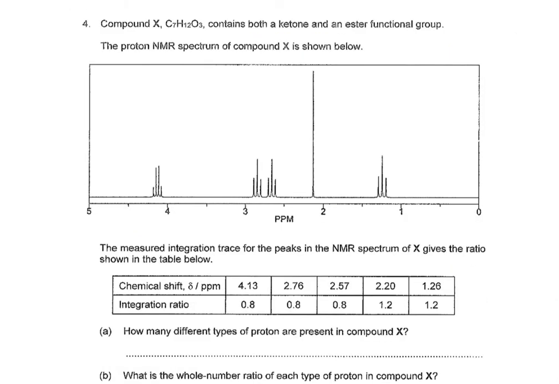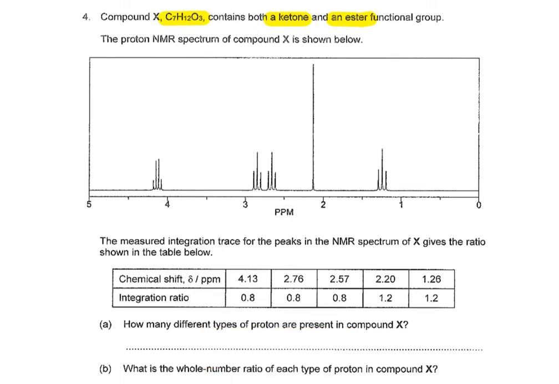Let's take a look at this final example. So it looks like quite a large molecule. We're told that it has a ketone as well as an ester functional group, so that would account for those 3 oxygen atoms in its formula.